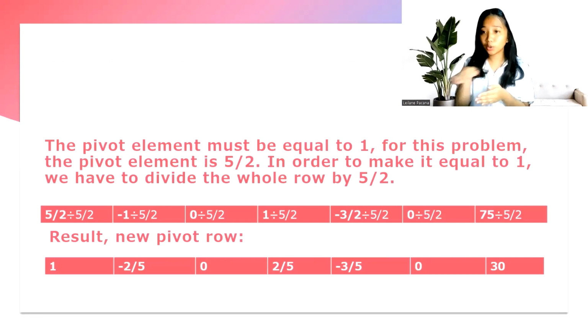Now the whole pivot row will be affected by that. So to divide it, 5 over 2 divided by 5 over 2, that is 1. Negative 1 divided by 5 over 2, that is negative 2 over 5. 0 divided by 5 over 2, that is 0. 1 divided by 5 over 2, that is 2 over 5. Negative 3 over 2 divided by 5 over 2, that is negative 3 over 5. 0 divided by 5 over 2, that is 0. And 75 divided by 5 over 2, that is 30. So that result will now be our new pivot row.